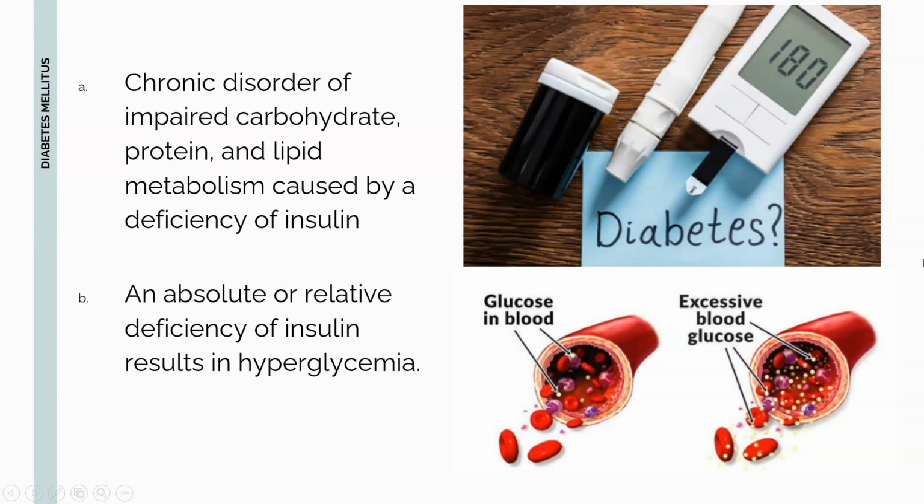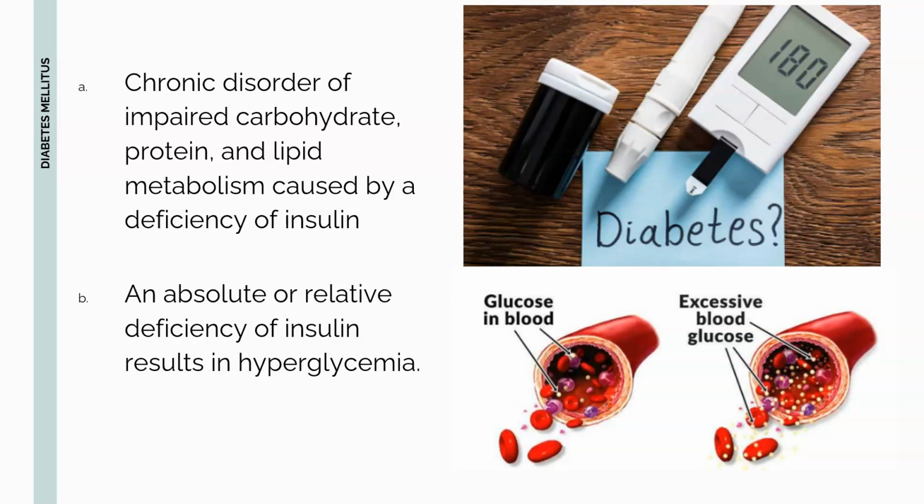So, what is your DM, or your diabetes mellitus? It's a chronic disorder of impaired carbohydrate, protein, and lipid metabolism, which is caused by a deficiency of insulin. So, actually, we have two types. We have your DM type 1 and we have your DM type 2. And then, we also have here your absolute or relative deficiency in your insulin, resulting in your hyperglycemia.